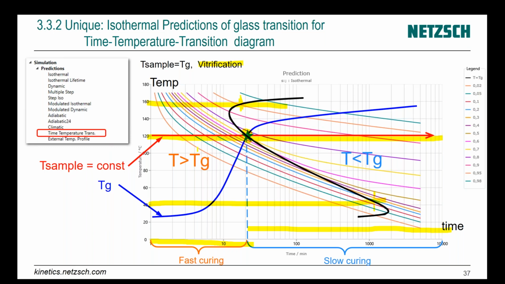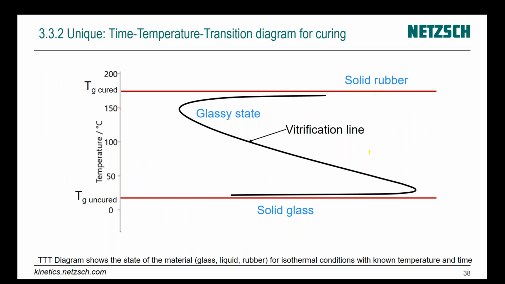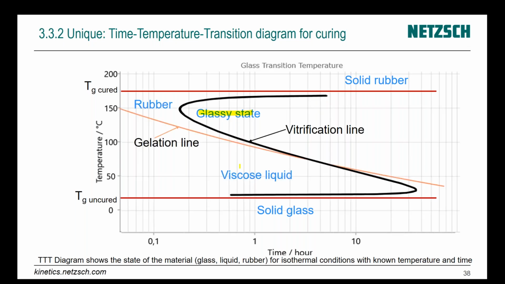So this picture is called a time temperature transition diagram. Here we have a time temperature transition diagram for curing. It shows the state of the material, whether it is glass, liquid, or rubber, for isothermal conditions with time and temperature. After the vitrification line, the material is in the glassy state. Before the vitrification line, it will be either viscous liquid or rubber, depending on the position relative to the gelation line. This is the time temperature transition diagram. It can be calculated or simulated in the software with one click. And if you have no software, you must make isothermal measurements during several months just to get all this information.